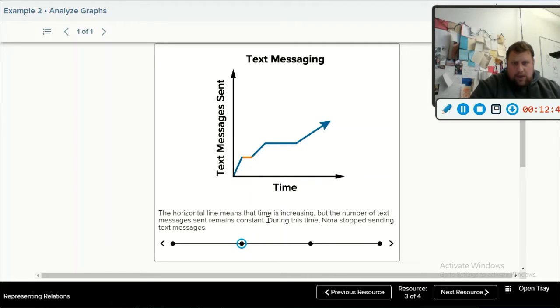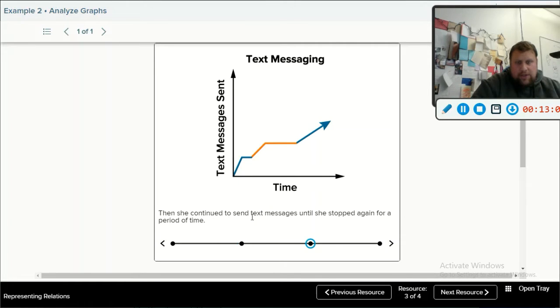What happens here? The horizontal line means that time is increasing, but the number of text messages is remaining constant. So in other words, no text. And then what do we see? Then she continued to send text messages until she stopped again for a period of time. So, you see, more text. But notice it's not as steep, so not as many as before.